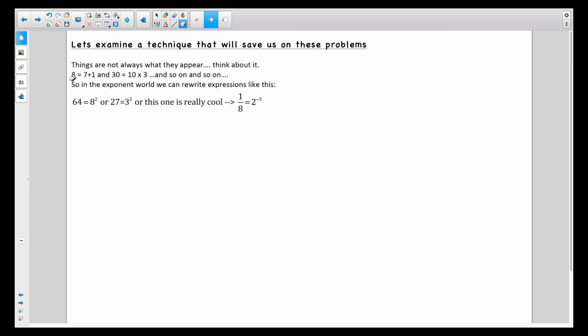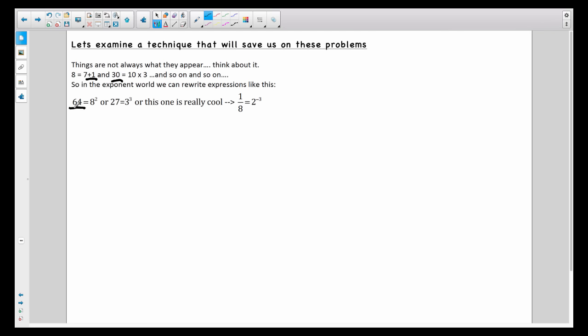For example, the number 8. Not too hard to imagine that. That can be written as 7 plus 1, 4 plus 4, 6 plus 2. It's a million combinations. In fact, it's limitless. How about 30? If we were using multiplication, 15 times 2, 10 times 3, and so on. So in the exponent world, where we are now, when we want to make things look a little different but maintain their same value, this is what we do.